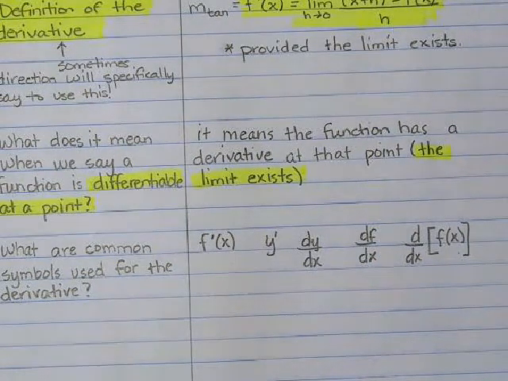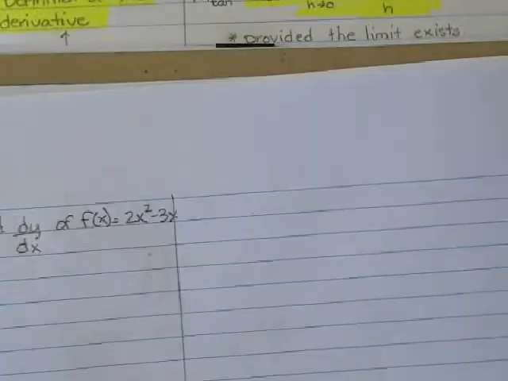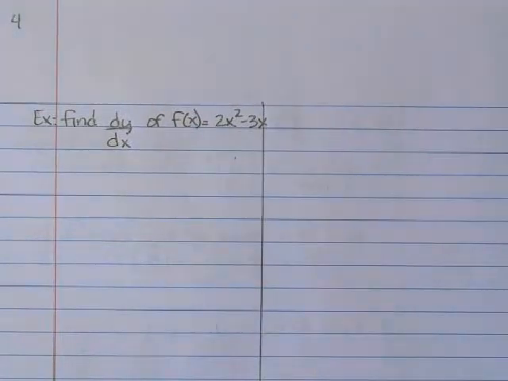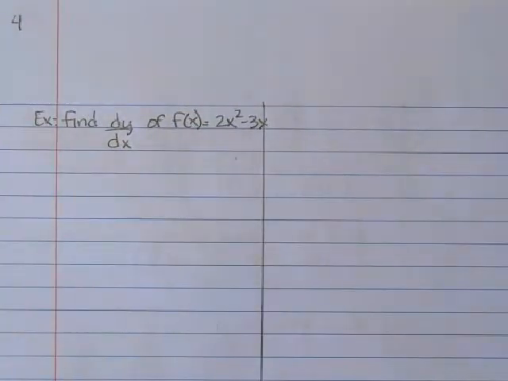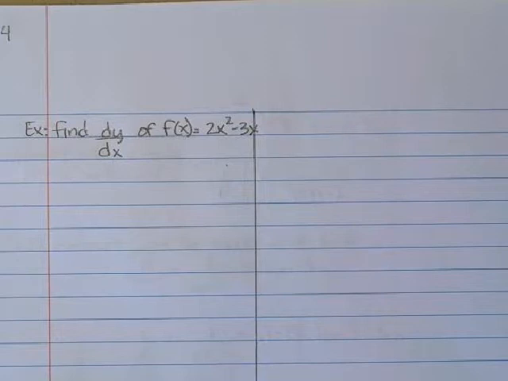Okay, so now I'm going to go off of this paper, and I'm going to go to page 4 in my notes for chapter 2 here. And let's look at an example. So this is asking us to find the derivative of this function. And right now, we're going to use the definition of the derivative. Again, the derivative is just saying, find the general formula for the slope of the tangent line. That's what this all means.